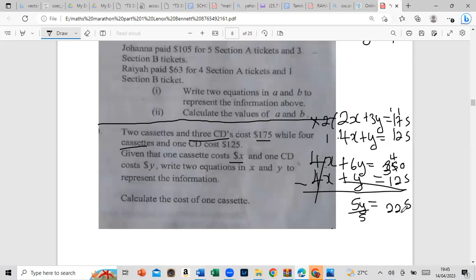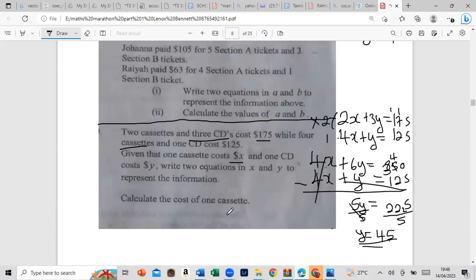You guys did excellent on this one. Good job. And then we say 5 into 225 is 45. So that's how we find y, which represents the CD. So one CD is 45, and then we can try to figure out the cassette.